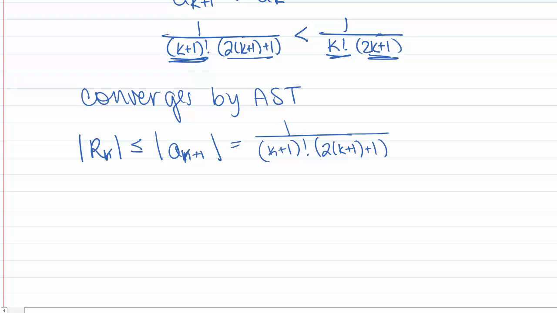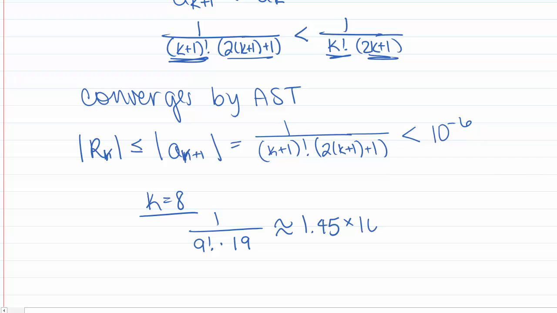So now, if we want an error of no greater than 10 to the negative 6th, we want to make this number less than 10 to the negative 6th. Since we know our error is less than that. Well, again, there's not a really great way to solve this, but just try to plug in a couple different numbers. And it happens to be if we plug in 8 for k, we would get 1 over 9 factorial times 19. And that's approximately 1.45 times 10 to the negative 7th. So that's less than 10 to the negative 6th.